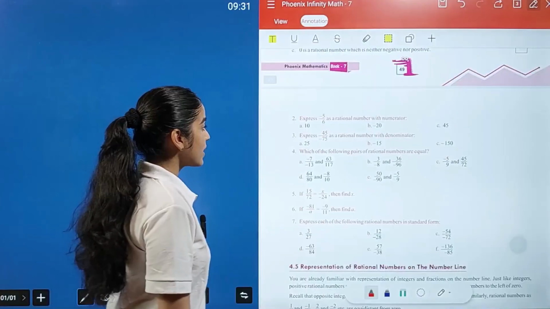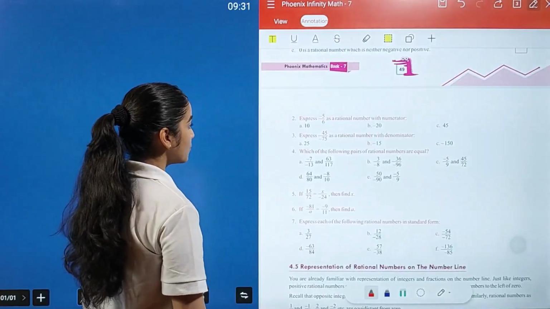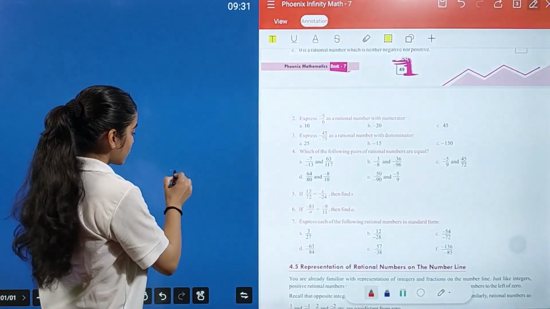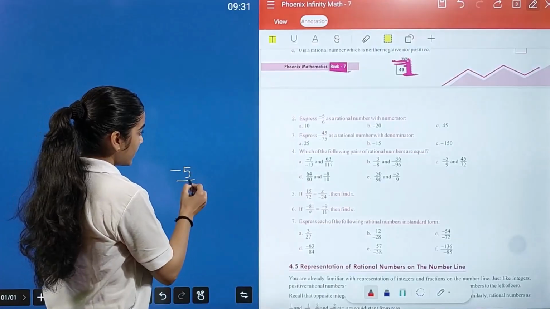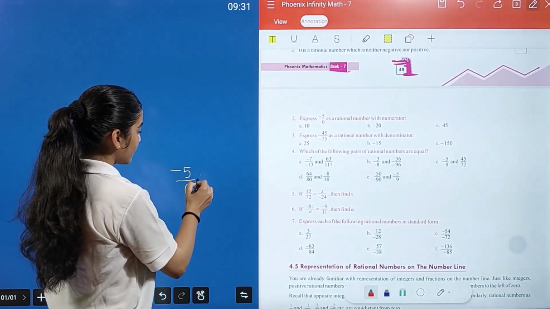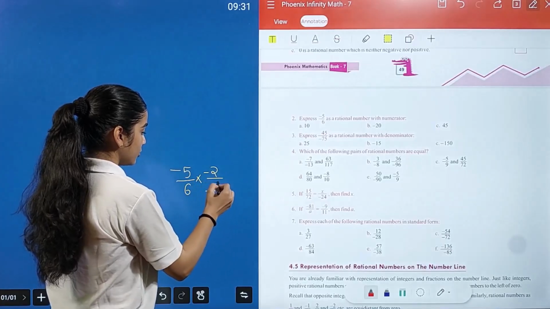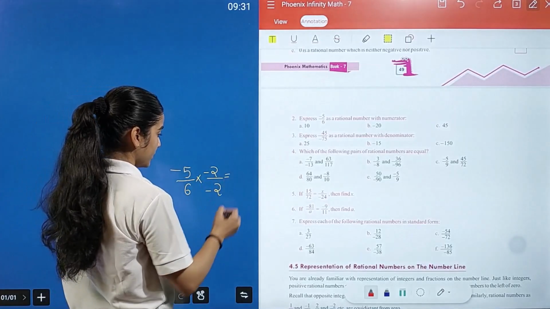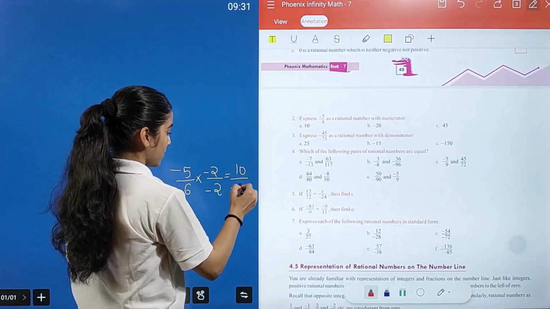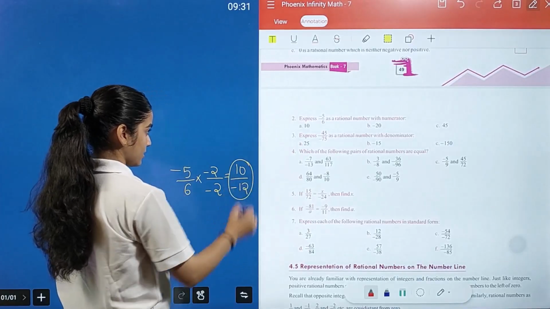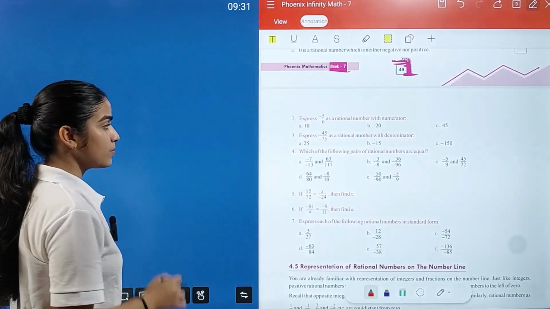Express minus 5 by 6 as a rational number with numerator 10. So to convert our numerator into 10, we have to multiply it by minus 2. If we multiply the numerator, we have to multiply the denominator as well. Here we have 10 by minus 12. This is your answer. You have to do the same for the remaining two parts.